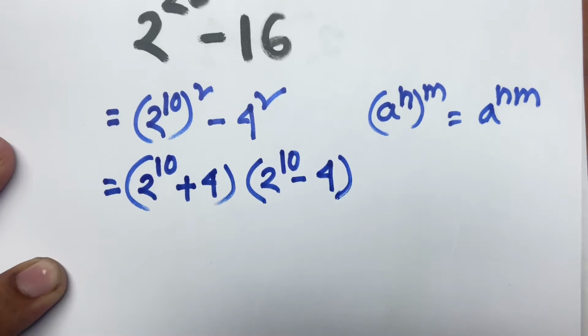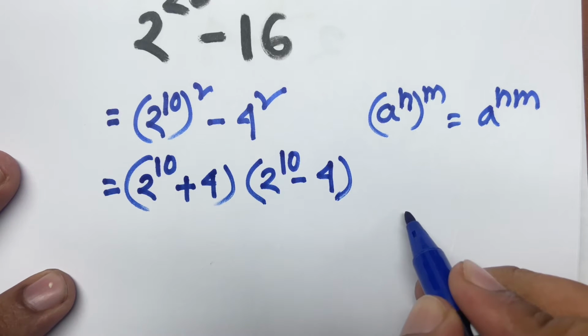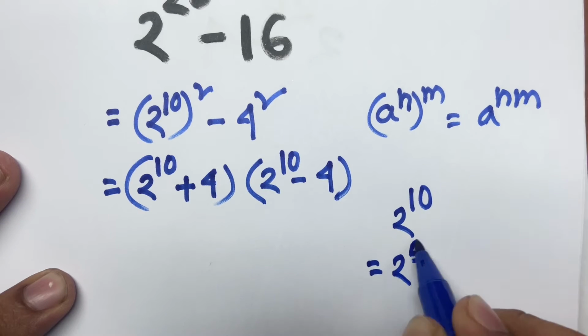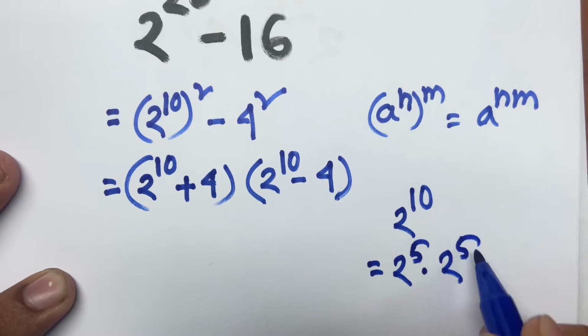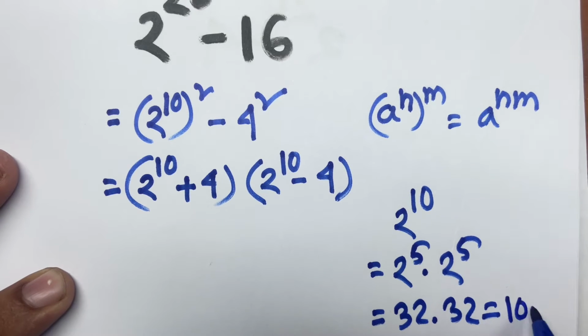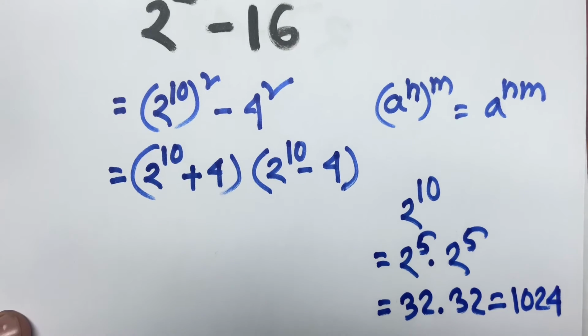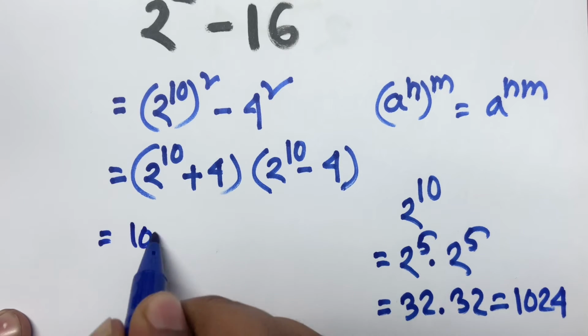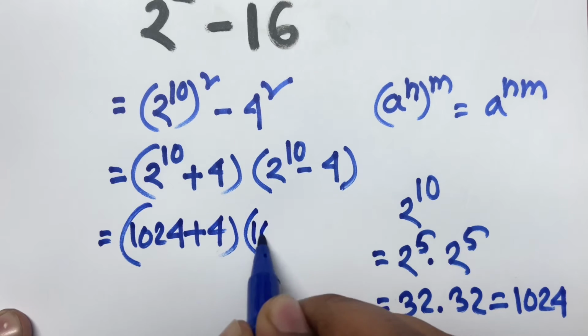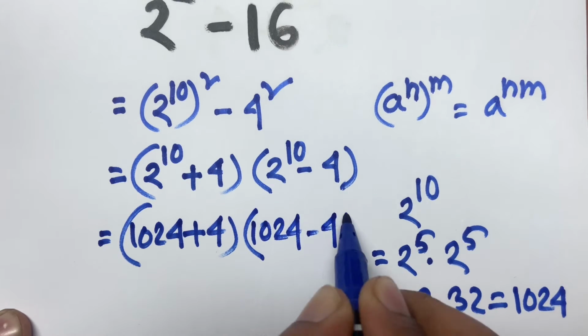Now here is 2 to the power 10. So 2 to the power 10 equal to 2 to the power 5 times 2 to the power 5. We know that 2 to the power 5 equal to 32, 32 times 32 equal to 1024. Now I can say here is 1024 plus 4 times 1024 minus 4.